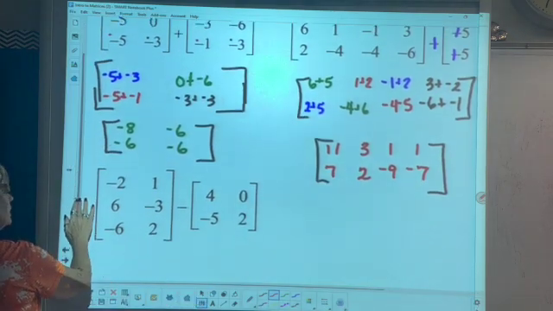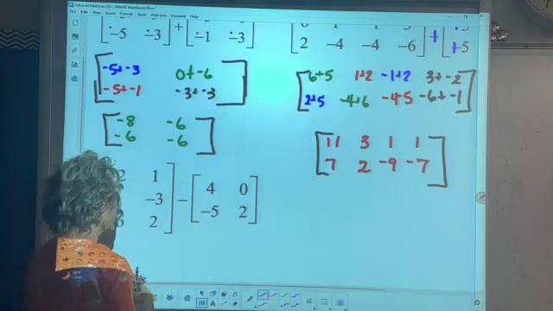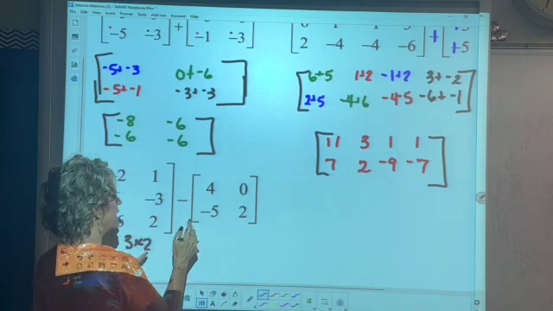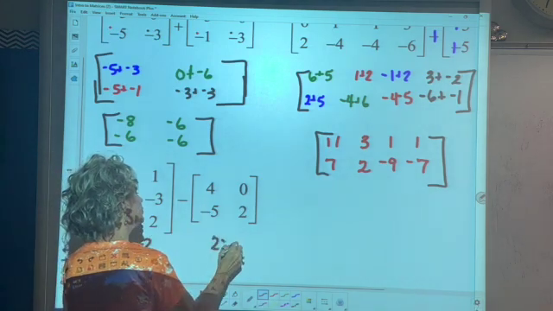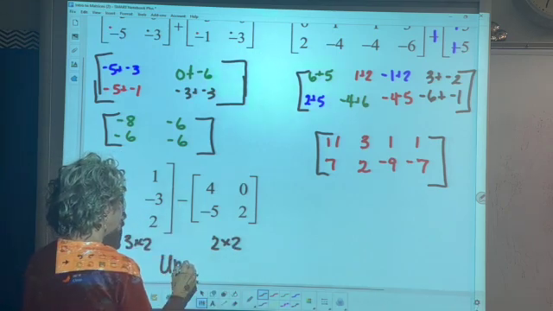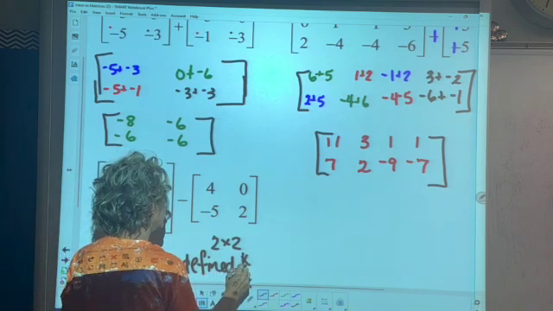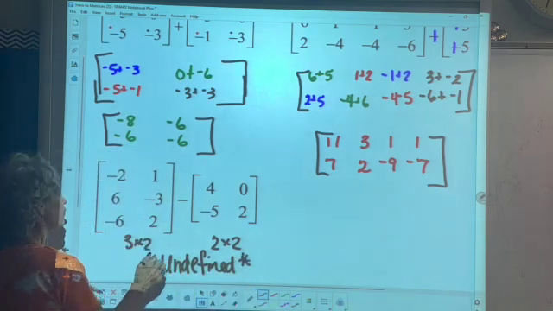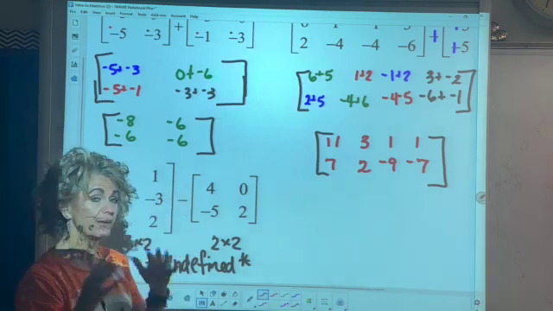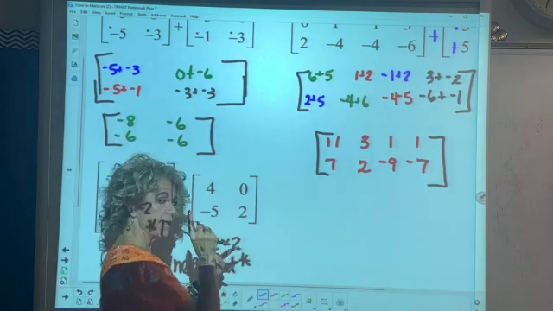Right here, I have 3 rows and 2 columns. This is a 3 by 2. And they're wanting me to subtract a 2 by 2. Okay? This right here is undefined because we can't do it. It is not possible. Whether we're adding or subtracting isn't relevant, because if the dimensions aren't the same, we cannot add or subtract.